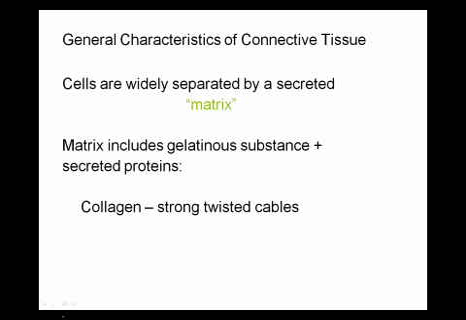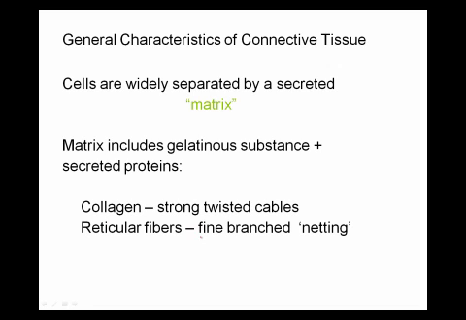Those fibrous proteins can be collagen fibers. These are very strong, twisted cables of fibrous proteins. There are some which are much thinner, which are called reticular fibers, made from the same protein, but rather than strong cables, this makes a very fine branched net to support other cell types, other soft tissues. And a third is called an elastic fiber. It's made of the protein elastin, and this allows connective tissues to stretch and then return to their original shape.